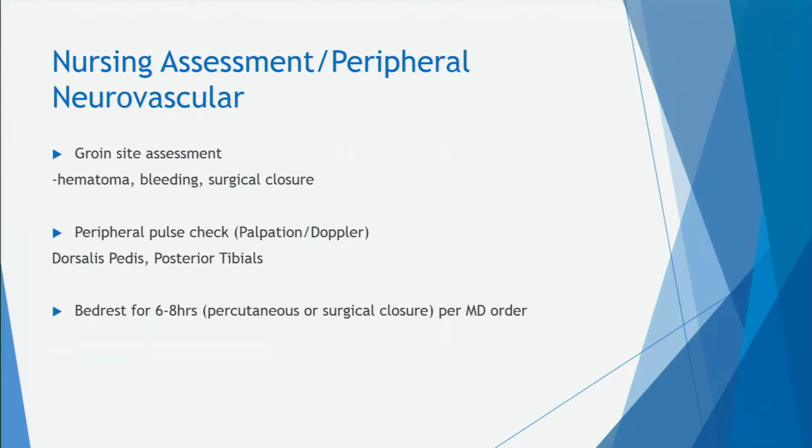Then we're going to do the assessment of the groin side. This will be just like any angio. You're going to follow your unit protocols for their assessment of their pulses peripherally. They're supposed to lay flat for 6 to 8 hours per doctor order. And then just assessing for bleeding, hematoma, those types of things just around the surgical site.